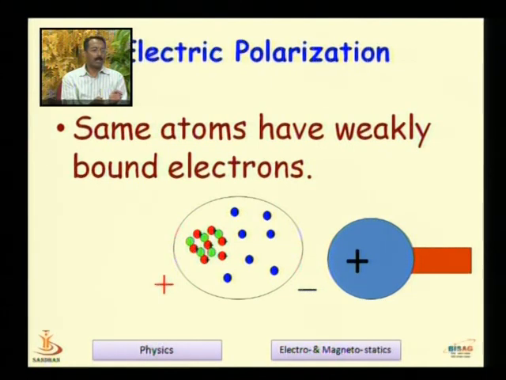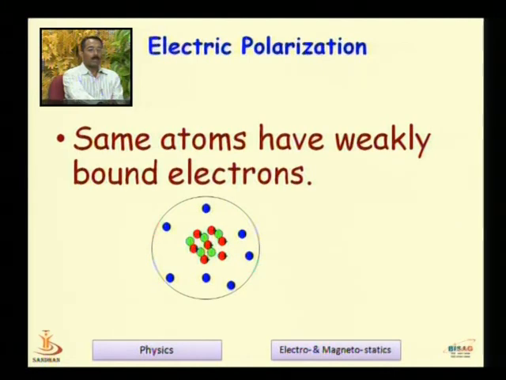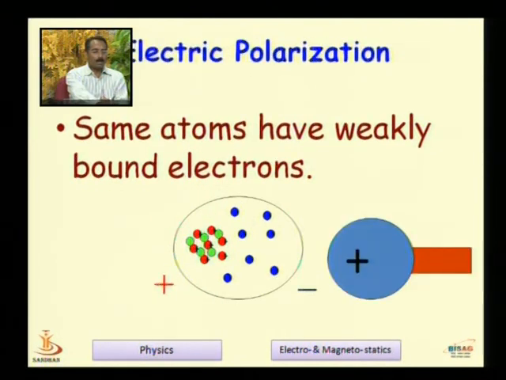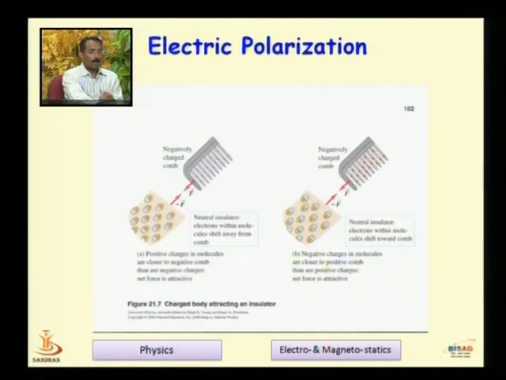In the previous slide, the center of positive charge and the center of negative charge coincide, so the total charge is 0 for this particular atom. But in this case, the center of positive charge and the center of negative charge are displaced. So now the atom is no more neutral. It is called a polar atom. This is the same example.